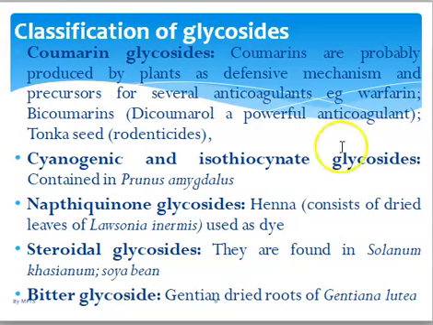Among the other classifications of glycosides, we have coumarin glycosides, because these ones are not used for medicine. However, they are used as a defensive mechanism in plants, because when you take them, they are toxic. And mostly, one of them is used as a rodenticide to kill rodents.